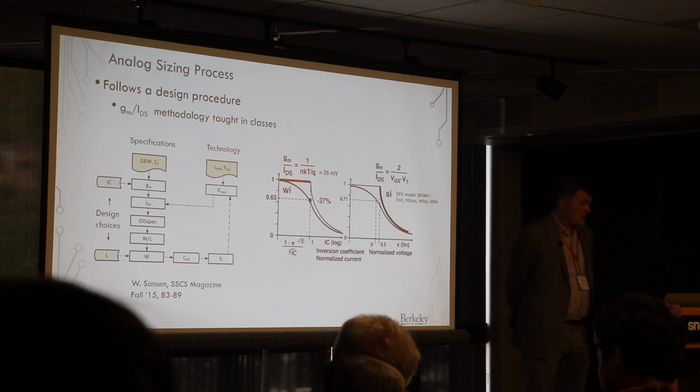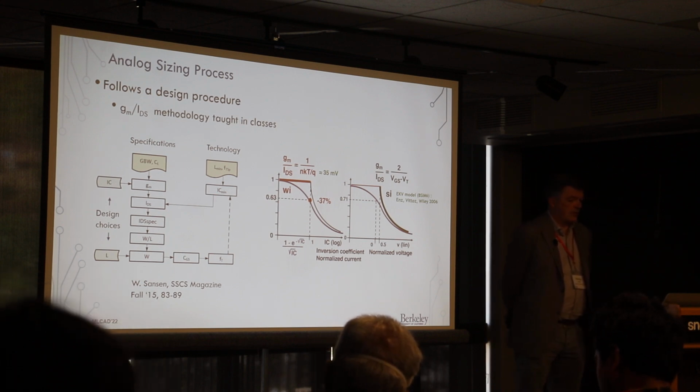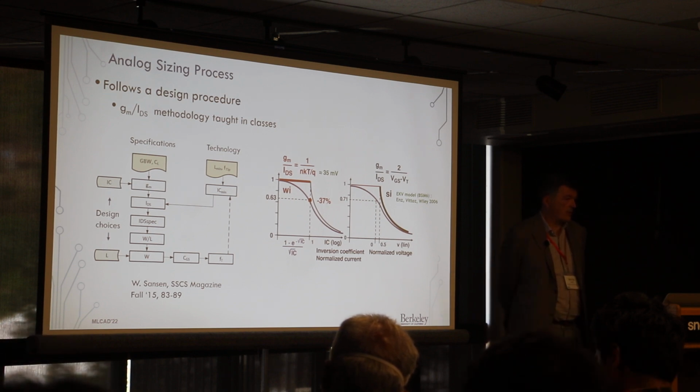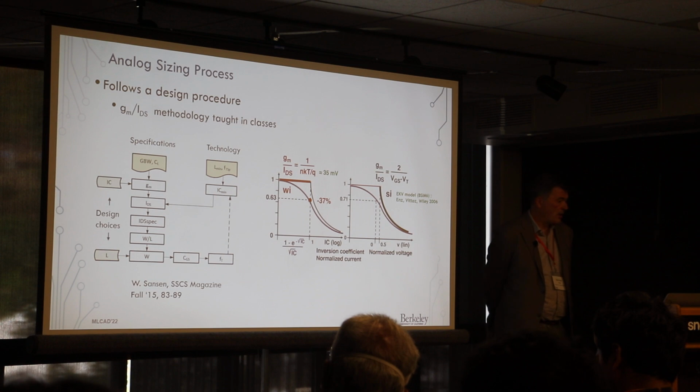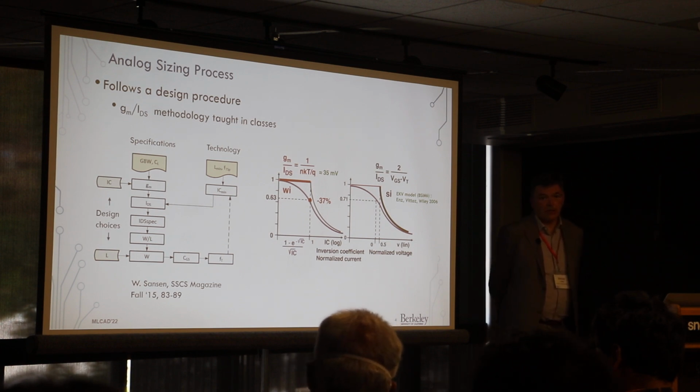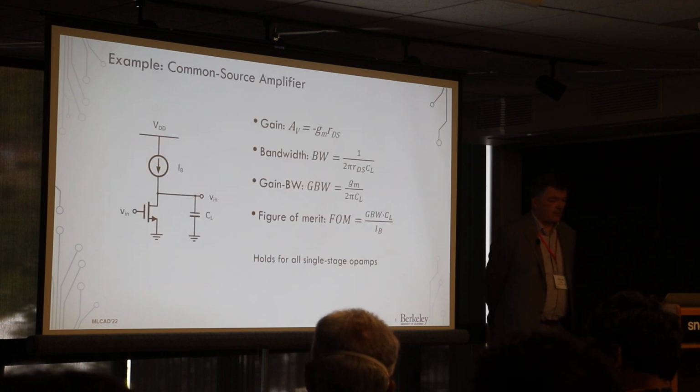The designer basically makes two choices there: that inversion coefficient, somewhat related to the overdrive voltage, and the channel length they want for their design, what multiple of a minimum channel length they would like to have for their analog design. And everything else falls out straight from that.